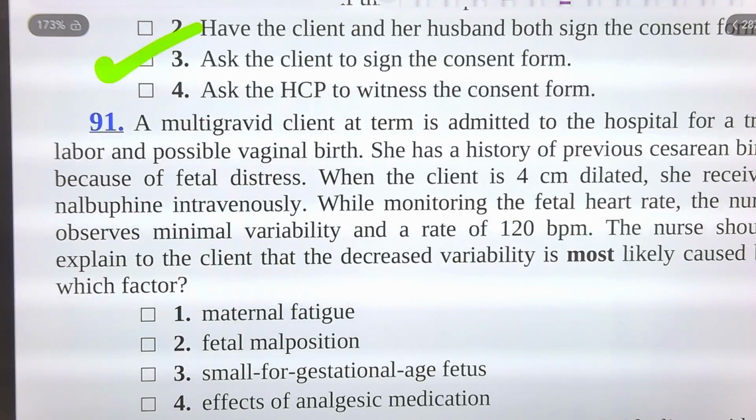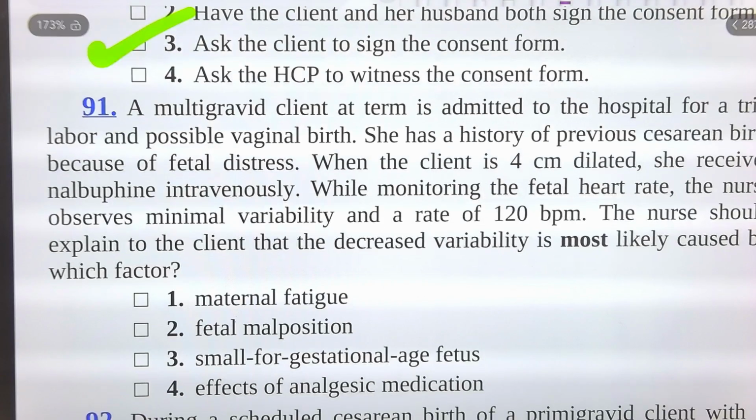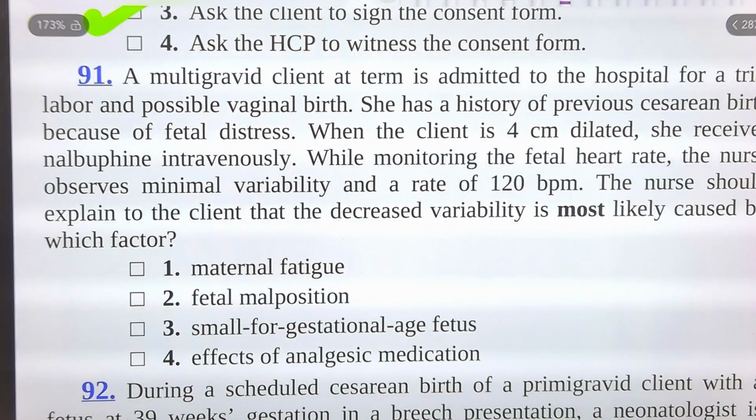Now next question, that is 91. A multi-gravid client at term is admitted to the hospital for a trial labor with possible vaginal birth. She has a history of previous cesarean birth because of fetal distress. When the client is 4 centimeters dilated, she receives nalbuphine intravenously. While monitoring the fetal heart rate, the nurse observes minimal variability at the rate of 120 beats per minute. The nurse should explain to the client that decreased variability is most likely caused by which factor. So, what will be the right answer?